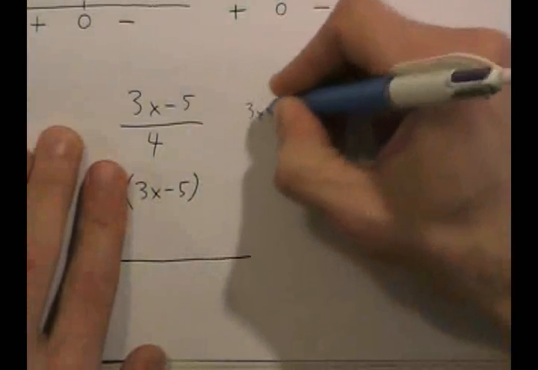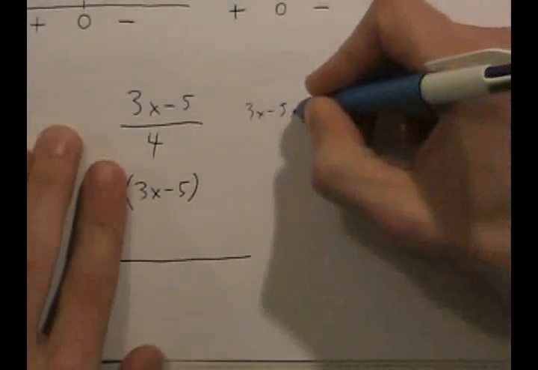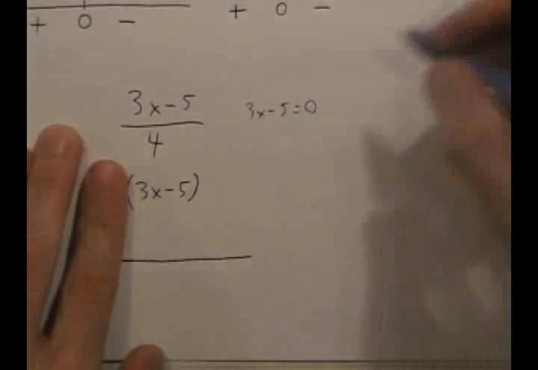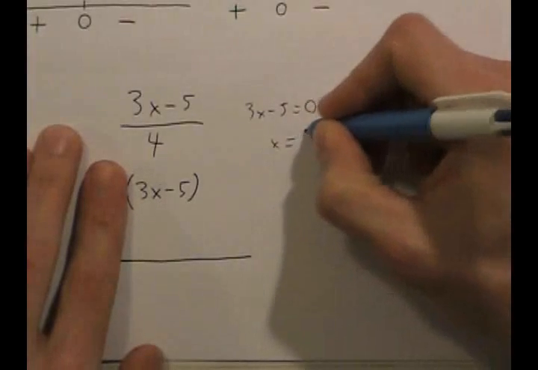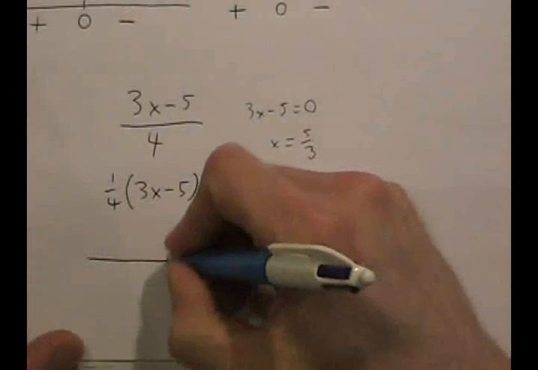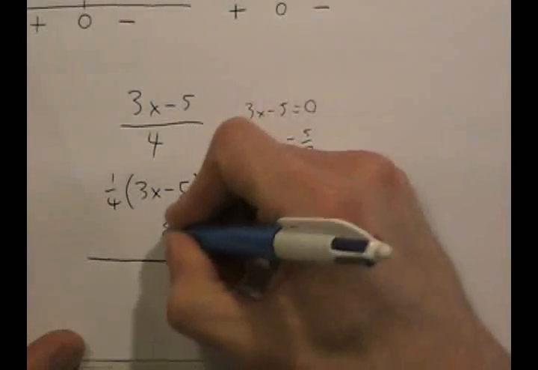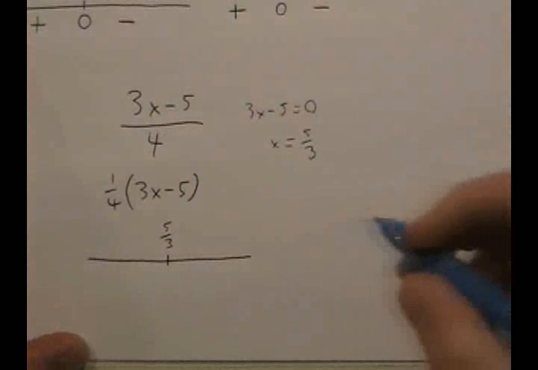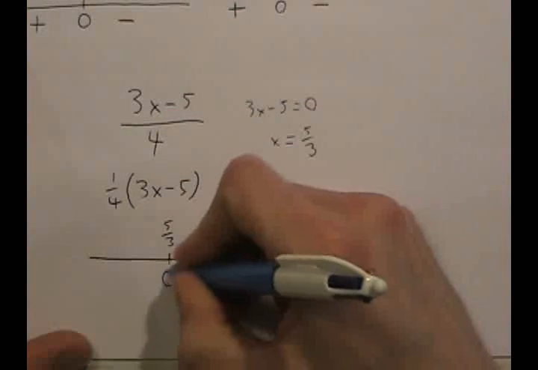I get 3x minus 5, just do a little side work, equals 0. And you bring over the 5 and divide by 3, and you get x equals 5/3. So that's one way of doing it. So we could do it that way. So I'll have 5/3 here. X equaling 5/3 makes the whole thing 0.